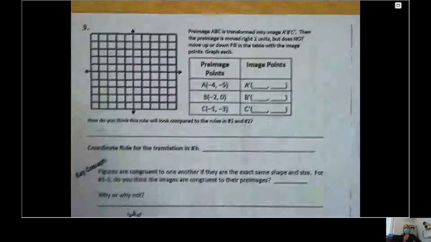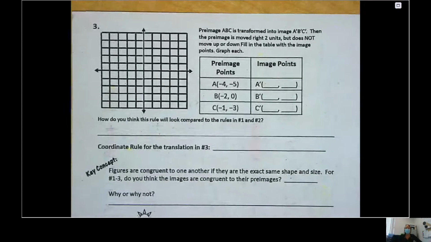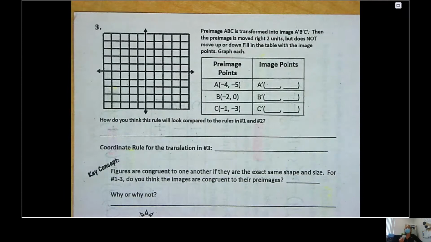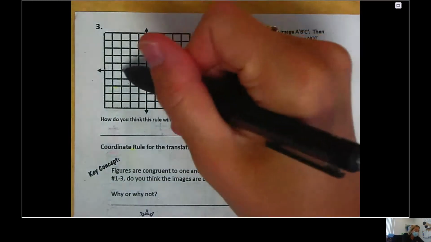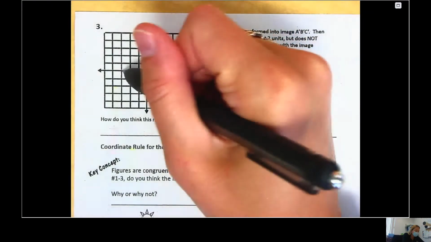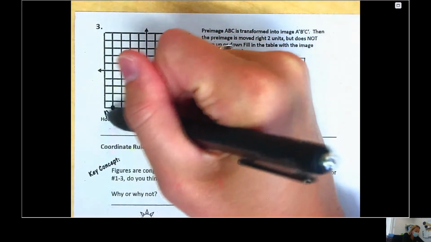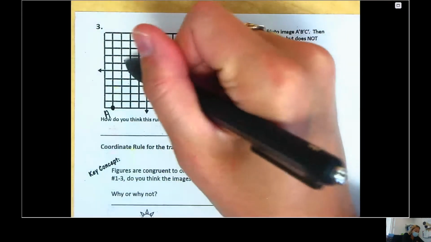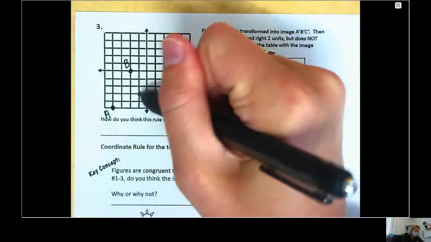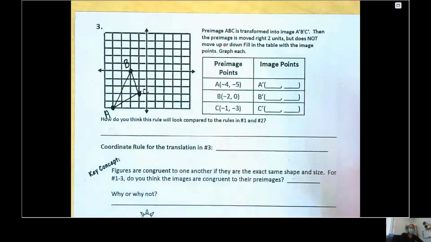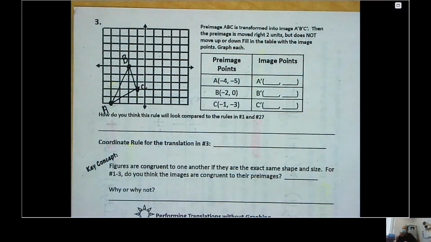All right, number 3. You've got a pre-image that's listed there. So what I would like you to do is I want you guys to try number 3, and we're going to see if we get the same answer. So give number 3 a try. You're going to plot those points, and then you're going to move it. Okay, so plot those points, and then you're going to move them, and it says move to the right 2, and it does not say up or down, just to the right 2. So plot those points, and then you're going to translate it.